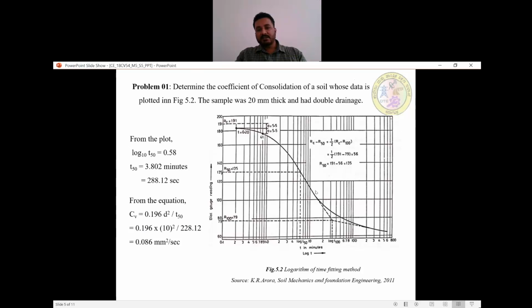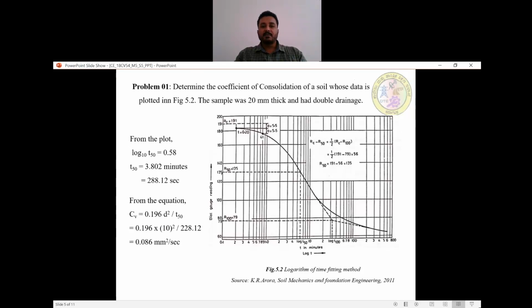Later, when we project the straight line portion of the curve and backward projection of the later part of the curve, we get the point of intersection. From this point of intersection, we project a line perpendicular to the x-axis that corresponds to time t100, that is equal to 100% degree of consolidation. When we draw a line parallel to the x-axis, it cuts the y-axis at say R100. So R100 here represents the dial gauge reading corresponding to 100% consolidation. Here the value of R100 is equal to 79.